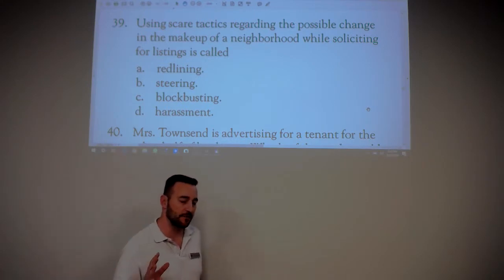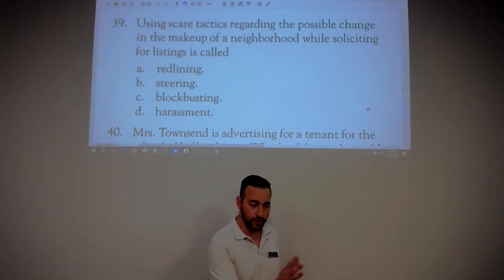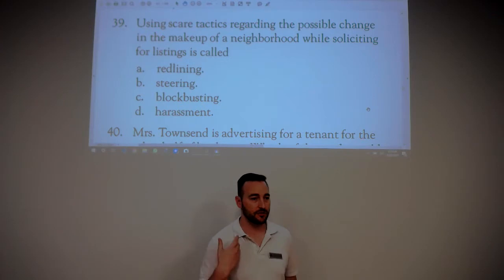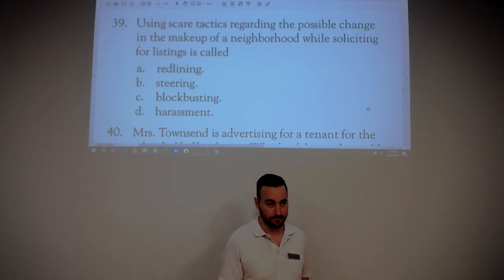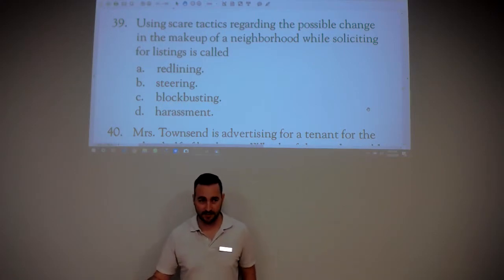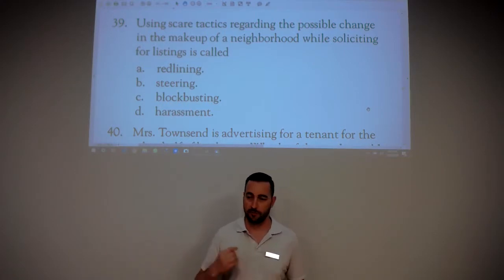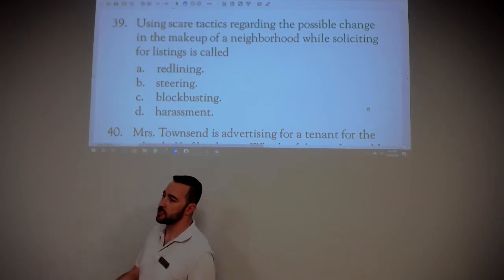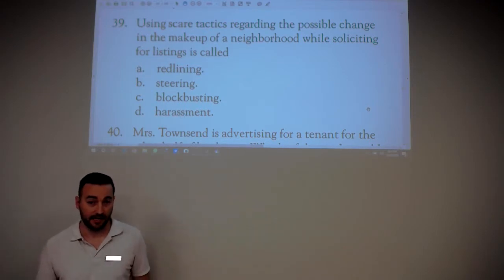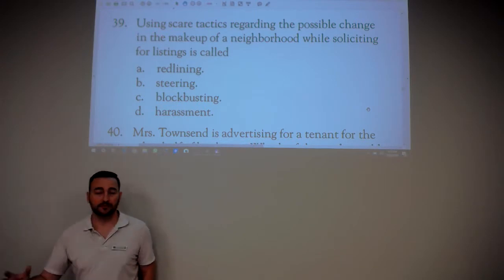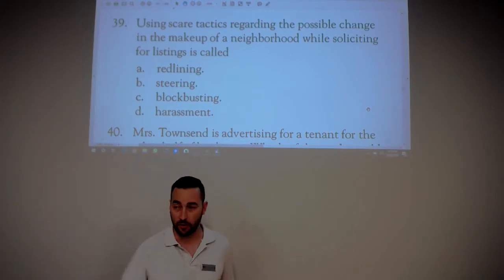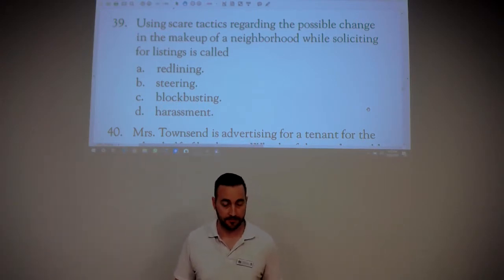Steering is when you take a customer to or away from an area based on their race. Okay? You got it? That's steering. But scare tactics or panic peddling, associate that with blockbusting. Hey, there's this group of people coming into the neighborhood. Sell now before. Does that make sense?